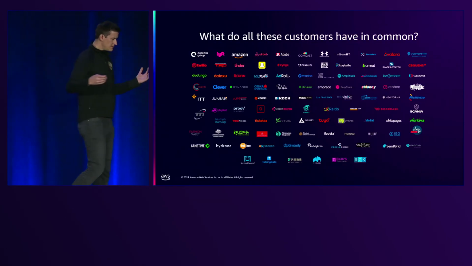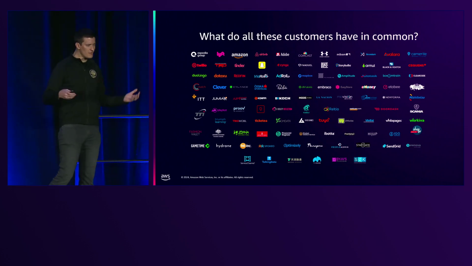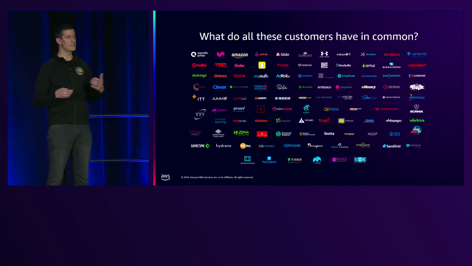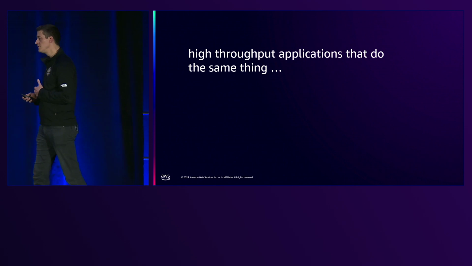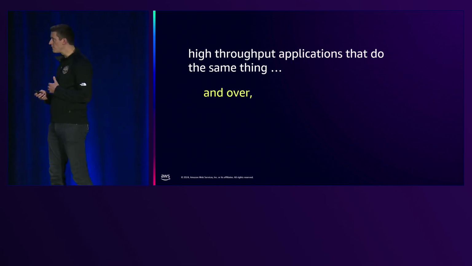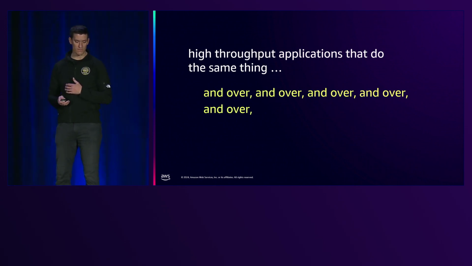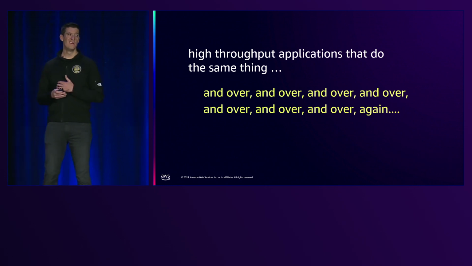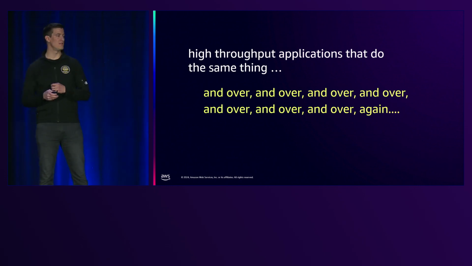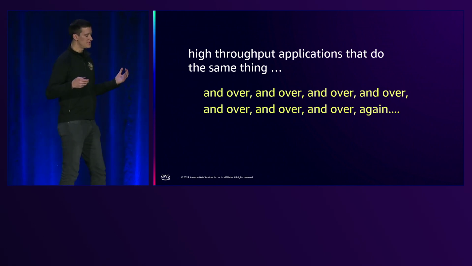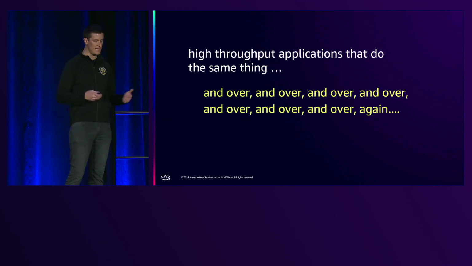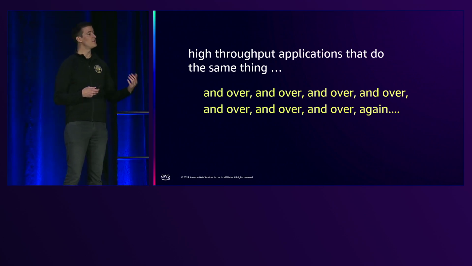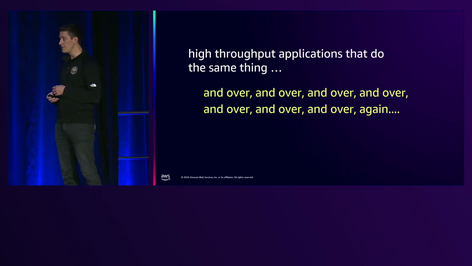So we look at the customers on this screen, and we look at, technology-wise, what do all these companies have in common? Well, they all have high-throughput applications that do the same thing over and over again. Put an item in a shopping cart, get the location of a taxi cab, start a session state, credit something, get a gaming player state. These are not complicated queries. They want to do the same thing over and over again, and they all use DynamoDB for that.